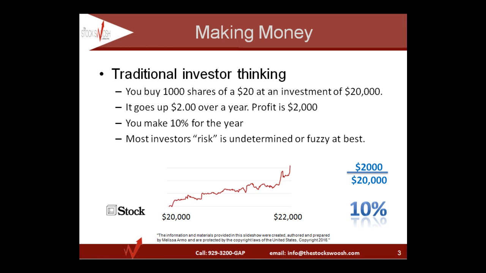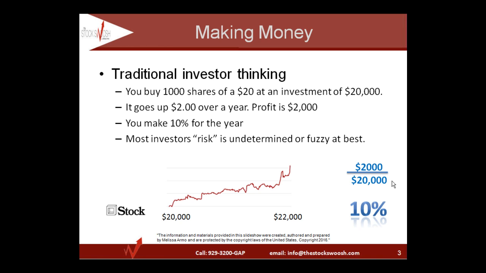The traditional investor would buy 1,000 shares of a $20 stock for a total investment of $20,000. That is what is required in order to control or hold this stock, $20,000. It goes up $2 over the year, the profit is $2,000. That means that this investor made 10% for the year, which is a 10%, of course, ROI, return on investment. You can arrive at that number because the profit was $2,000 divided by the amount needed, which is $20,000.